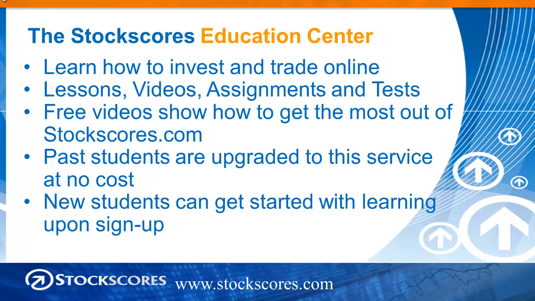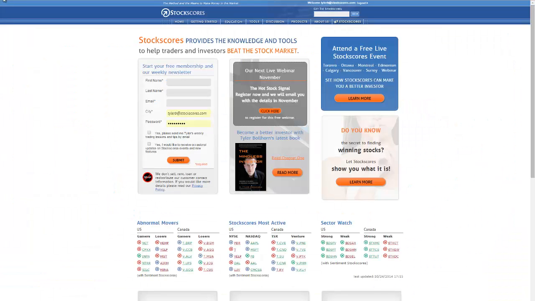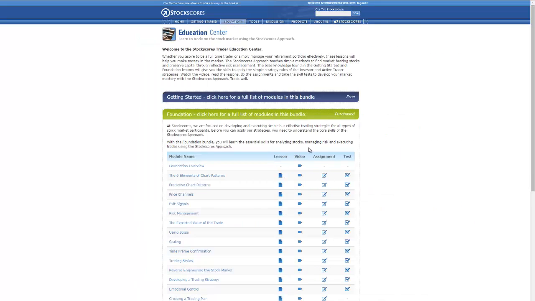And some of them are free. Some of them are part of what we call the foundation bundle. And then we have the investor and active trader strategies and processes for doing those strategies. Each lesson typically comes with, I'll show you here actually. Let's jump over to the Education Center.